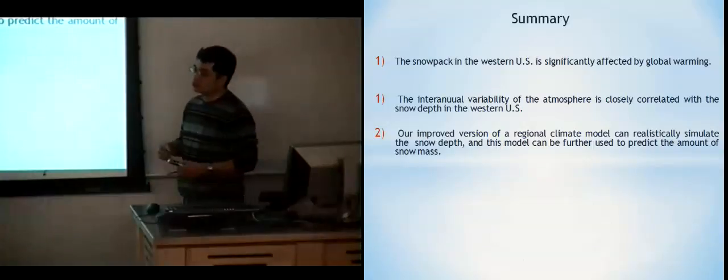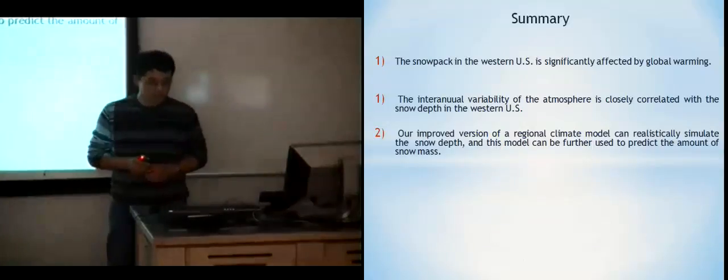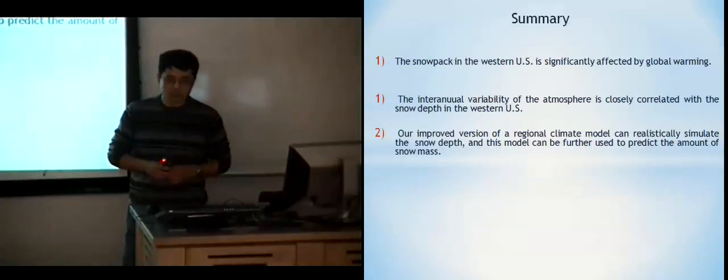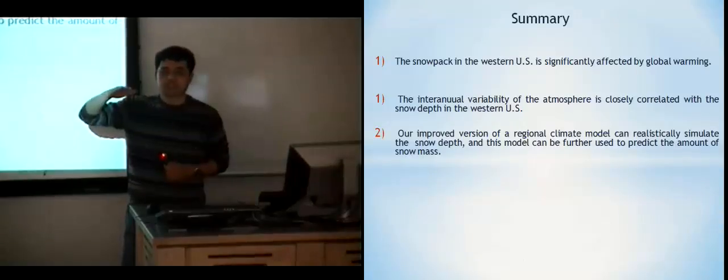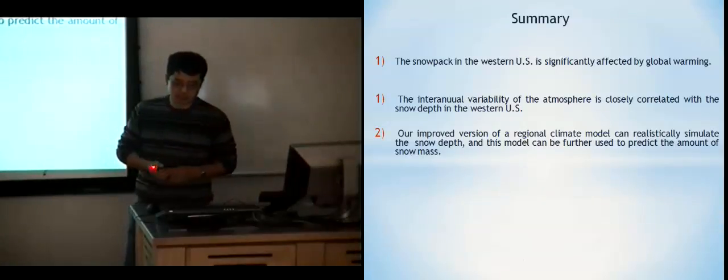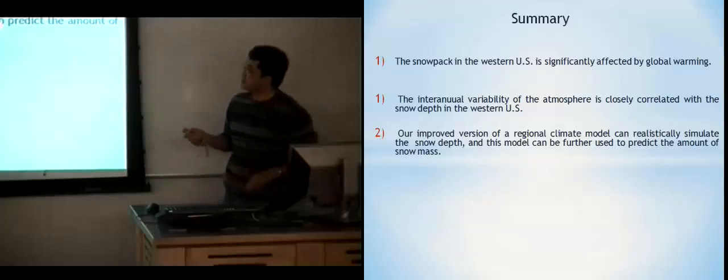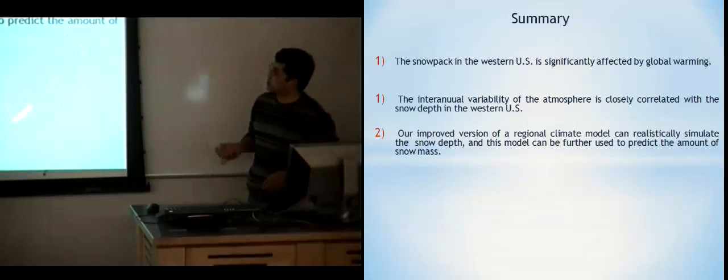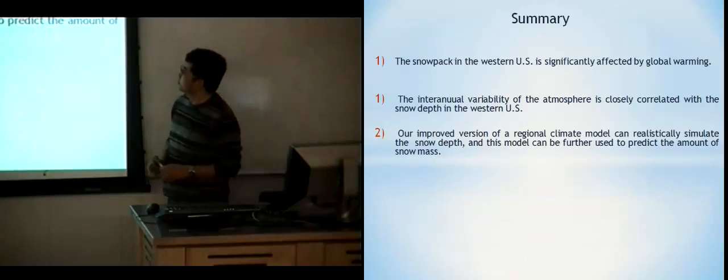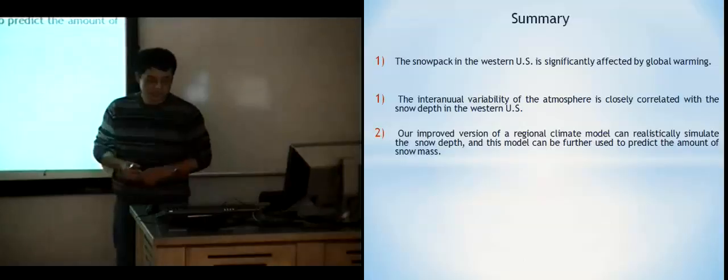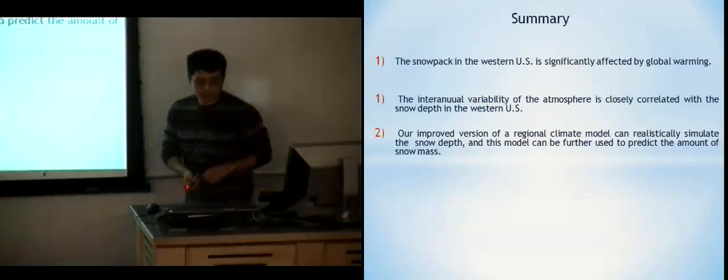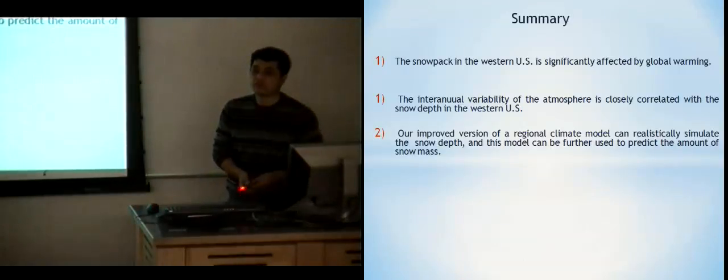So now, in order to more realistically predict the snowpack, we improve a regional climate model to produce better snow simulations. So we can use this model to predict the future snow amount, and apply this model to predict future changes of snow mass. This is pretty much it for my presentation today. If you have any questions.